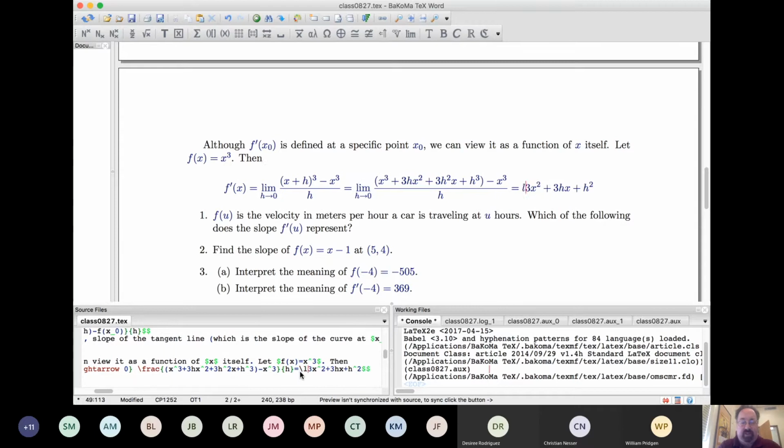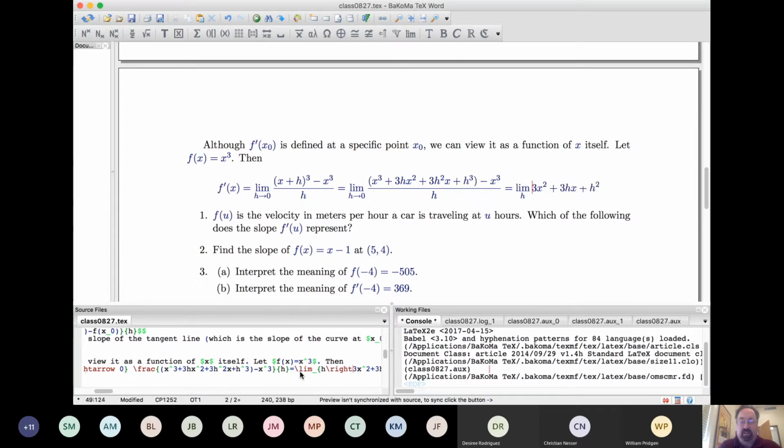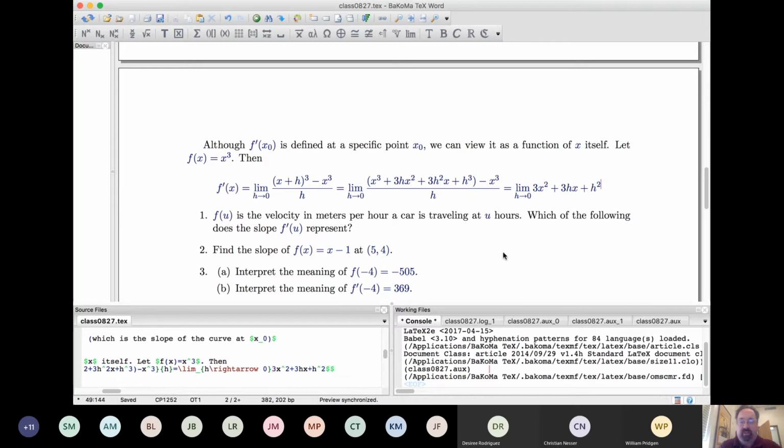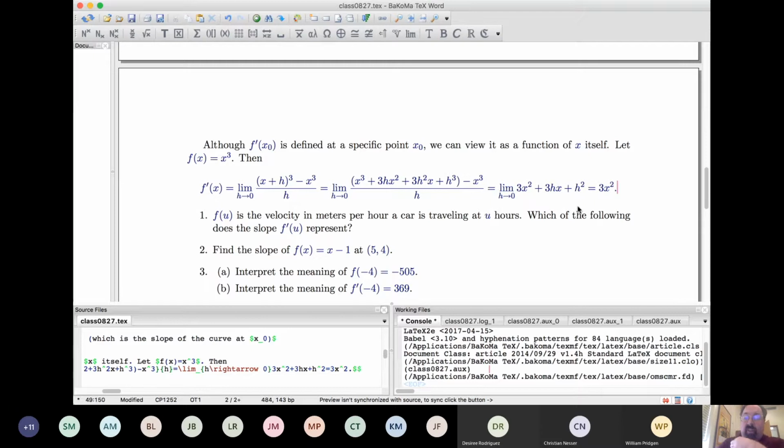But we are still taking h going to 0. So now we can set h equals 0. That's gone, and what's left is 3x squared. So what this tells me is at any point x, the derivative of x cubed is 3x squared. So that would be the slope of a tangent line at whatever x I plugged in.